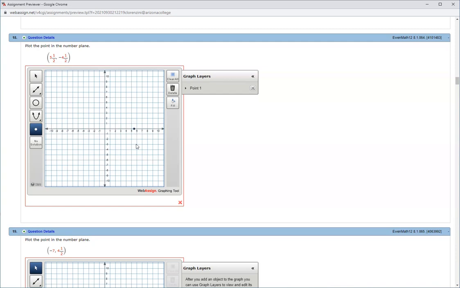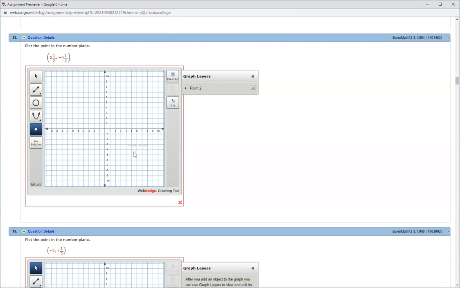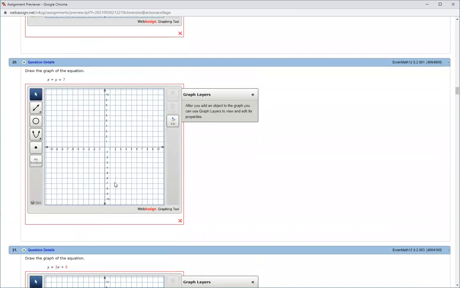So I come down, -4. That's between -4 and -5. I'm going to plot my point right there. So now I've got this point right here, 5.5, -4.5. And if you see when I hover over it, it tells me that that point's at 5.5, -4.5. So that's how we'll plot half points when we see those.